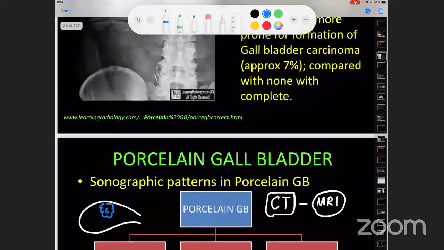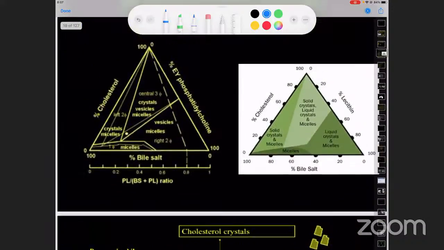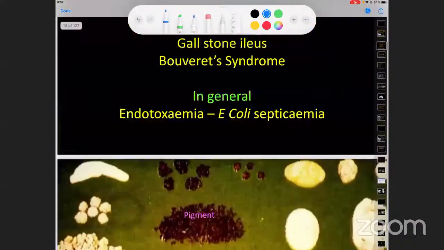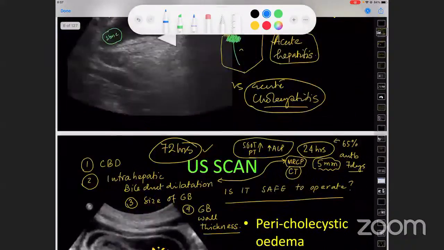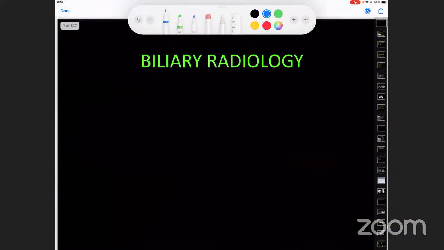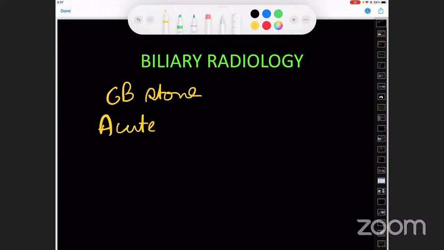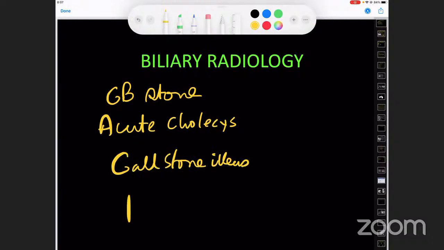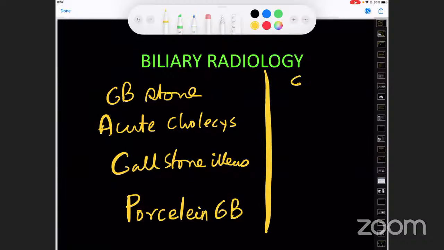So we have discussed the common things that I think you have seen or will be doing an operation on again tomorrow or even this evening, which is the gallbladder. Today the main emphasis was on discussion about gallbladder stone. We talked about an acute disease of the gallbladder, acute cholecystitis. We talked about a rare disease, gallstone ileus. And lastly, we talked about an uncommon disease, porcelain gallbladder. So the next day, ladies and gentlemen, we will be talking about cancer of the gallbladder, which will be pretty common.